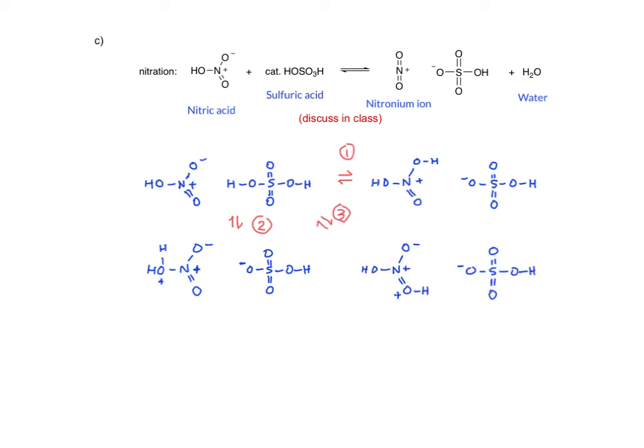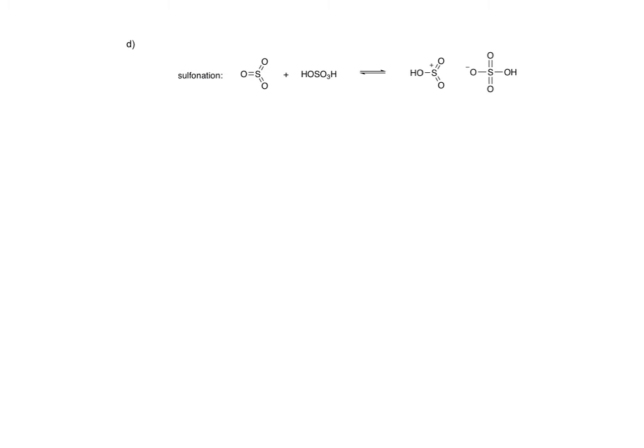Turning to the last page of the worksheet, this describes preparing the active electrophile for sulfonation. And for sulfonation, we use what is called fuming sulfuric acid, which is sulfuric acid with additional sulfur trioxide gas dissolved within it. That's an extremely acidic and electrophilic source of sulfur trioxide.